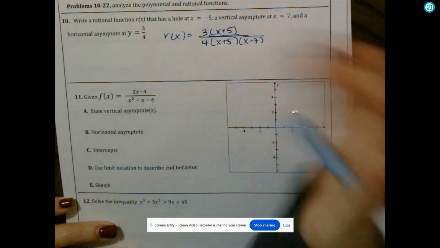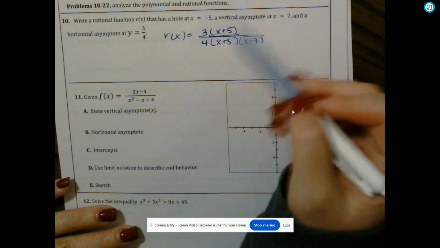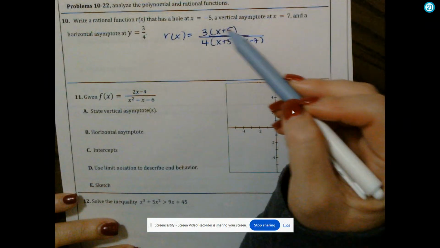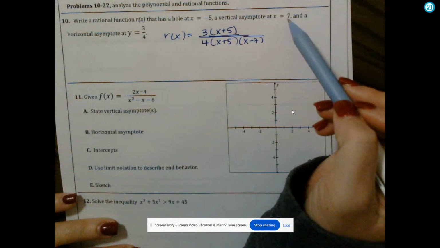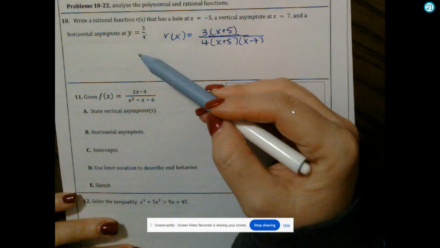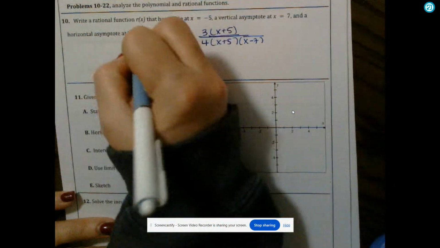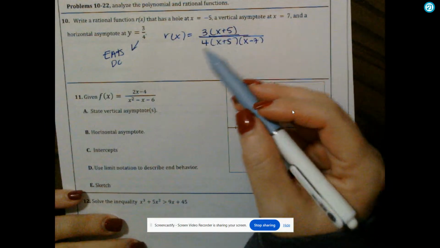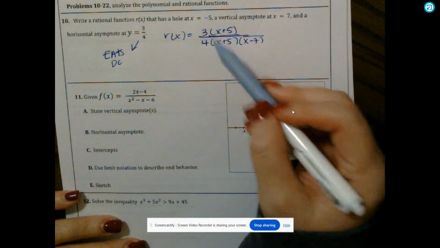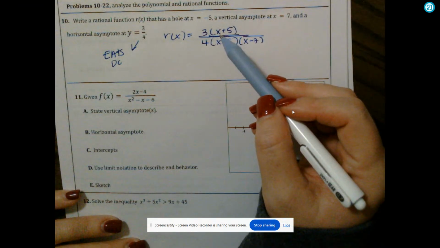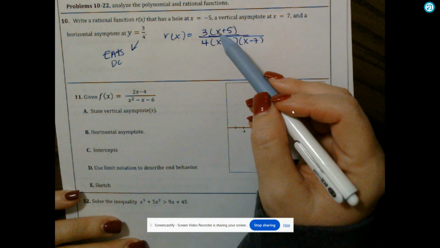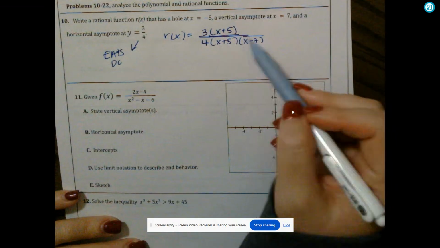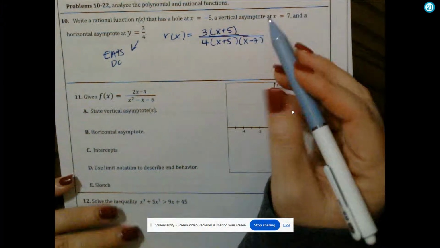Now, here's the situation. All this tells me is I have a hole at -5, a vertical asymptote at 7, and a horizontal asymptote. So one thing you know right here is our exponents must be the same for us to have a horizontal asymptote. The problem is that right now I've got a power of x to the first on top, and down here I would have x squared. So I need another x.